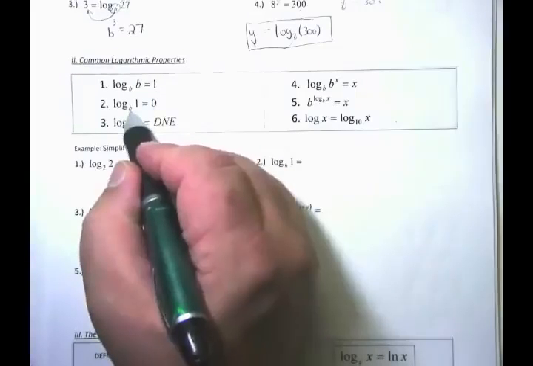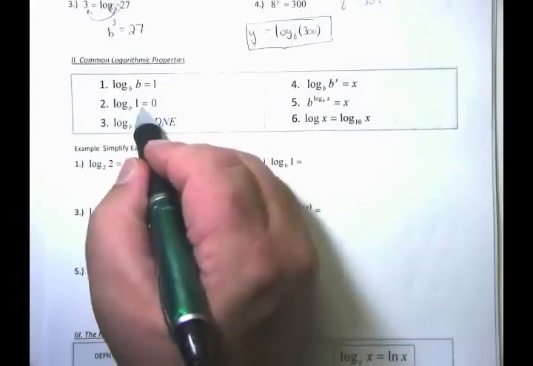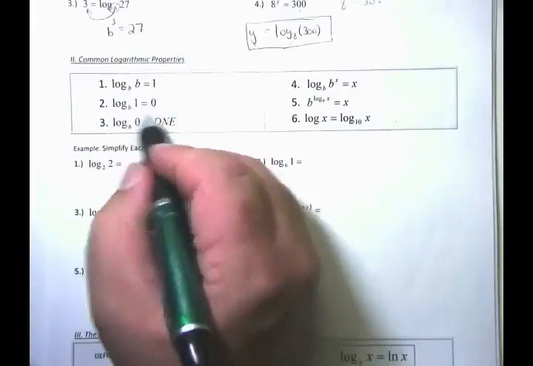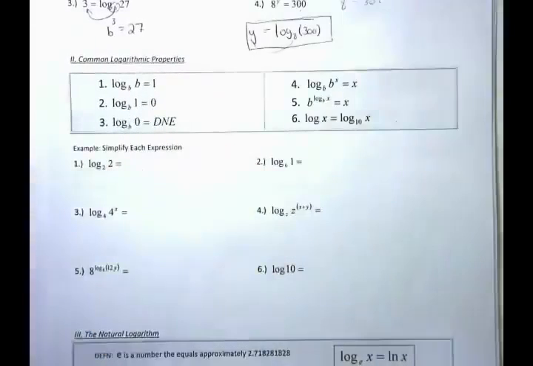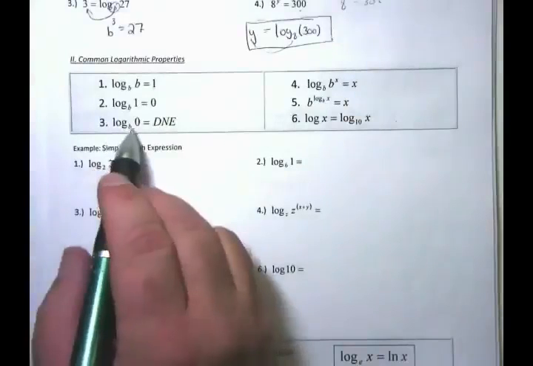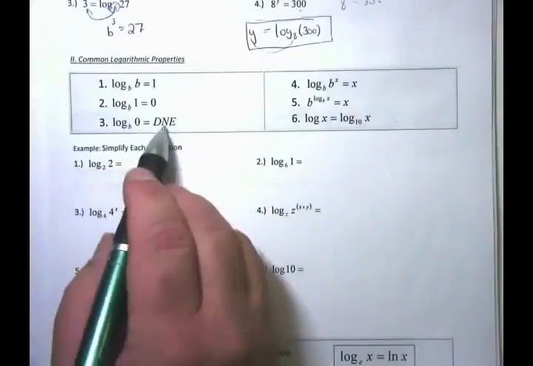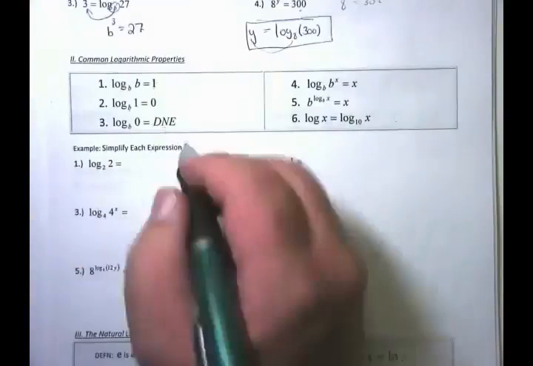Log base b of 1 equals 0. Reasoning? Smile at it. B raised to what power equals 1? What do you raise anything to get the 1? 0 power. B raised to 0 power equals 1. This one right here, log base b of 0 does not exist.